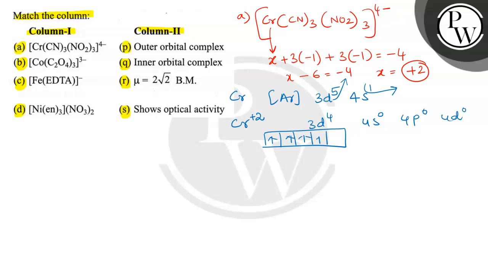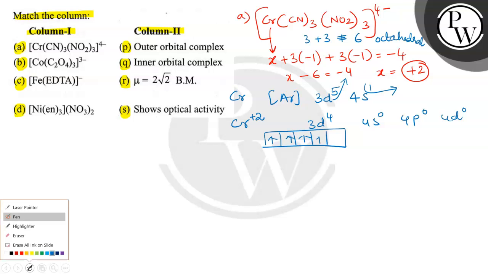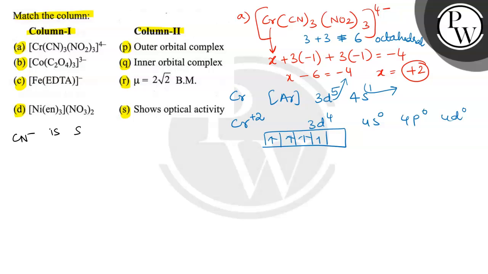Here coordination number, here 3 plus 3, there are 6 dative bonds formed, and coordination number is 6. So coordination number 6 means it is an octahedral complex, and octahedral complexes either undergo sp3d2 hybridization or d2sp3 hybridization depending on the ligand, right? So as the CN minus is a strong ligand, pairing takes place against Hund's rule.